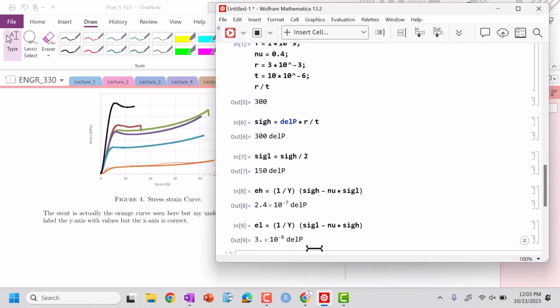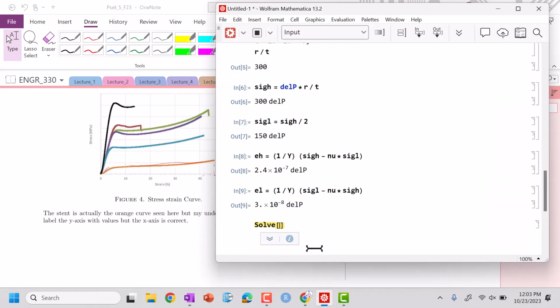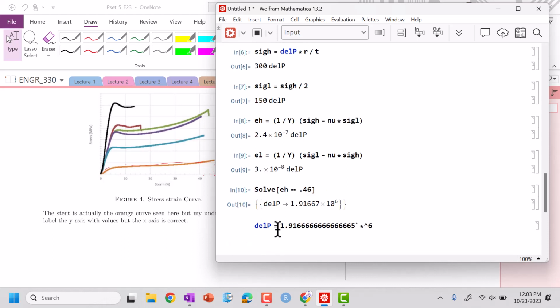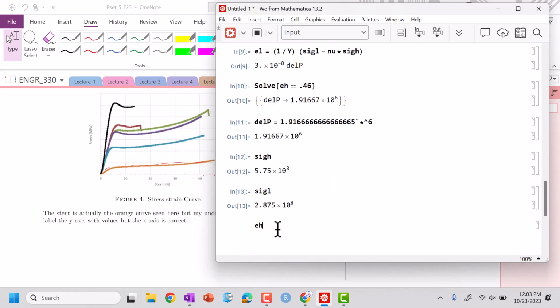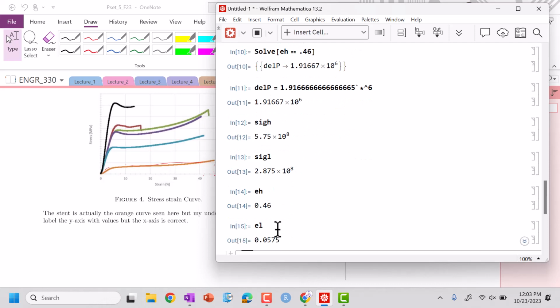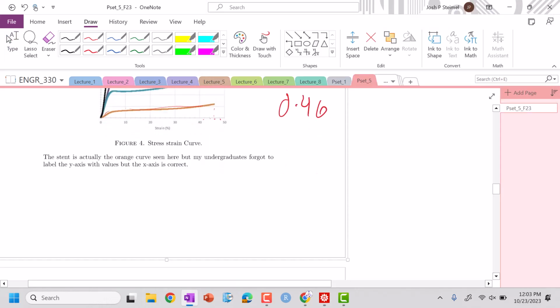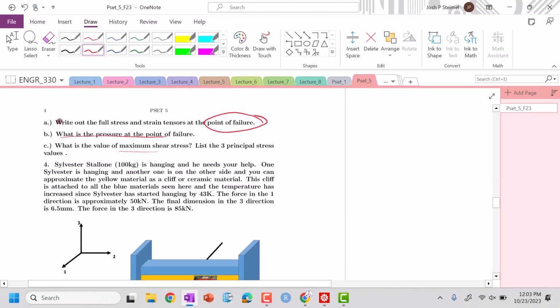So, that's basically telling us that the strain at failure, which is our hoop strain, reached a value of 0.46. That will give us our pressure, and with that, sigma H, sigma L, epsilon H, epsilon L. So those are my values. Excellent, so this one's done.